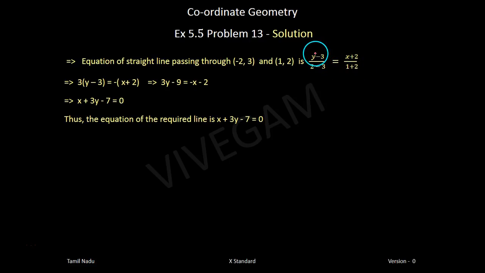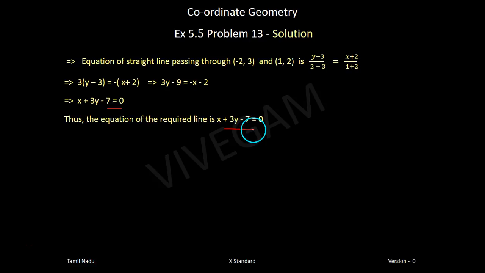So this will be 3 into y minus 3 will be equal to, this is minus 1, so minus 1 into x plus 2. So this is 3y minus 9 will be equal to minus x minus 2. So that will be x plus 3y, and minus 2 comes to this side, it will become plus 2. So minus 9 plus 2, that is minus 7 equal to 0. So the equation of the straight line is x plus 3y minus 7 equal to 0.